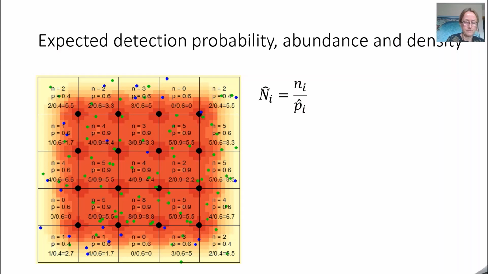So this for each region is given in the bottom row for each of the little squares here. So in the first one, for example, the little n1 was equal to 2 and p1 was 0.4. So the estimate of n1, capital N1 in that square was 5.5, and so on.